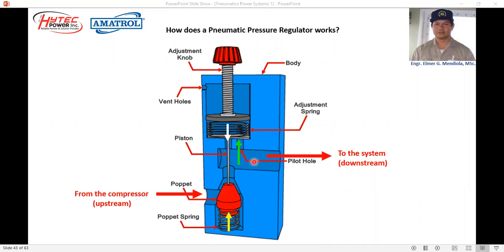So normally the pressure will lower, and so will the pilot force here. So again, the process will repeat by itself. The downward force created by the spring on the top side of the piston will move the piston and the poppet downward, thereby opening more here in this part, allowing more compressed air to flow until the downstream pressure conforms to the set pressure created by the adjustment knob. So in that case, these three forces again will be in equilibrium.